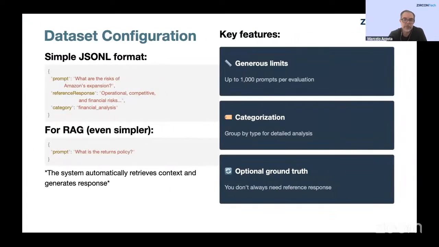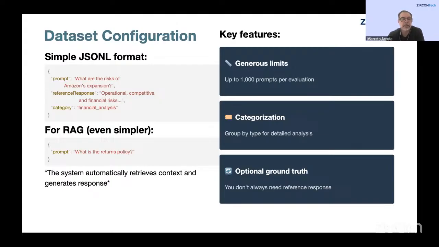The dataset configuration is simple. You don't need to be an expert in complex formats. For model evaluation, you just use a JSON-L format, which is a text file where each line is a JSON object with a prompt you want to evaluate. Optionally, a reference response, and optionally a category to group the results.